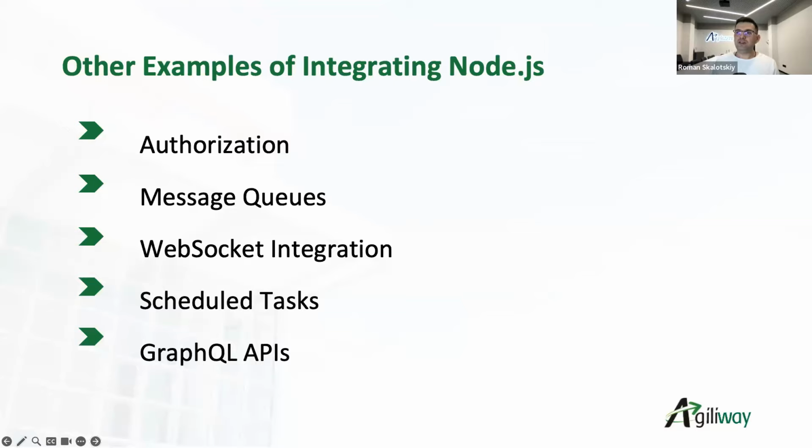Next one is scheduled tasks. Node.js can be used to create scheduled tasks that perform various operations, such as data synchronization between systems or sending automated reports. Therefore, a lot of companies use such an approach. Last one is GraphQL APIs. Node.js can also be used to create GraphQL APIs, which provide more flexibility in data querying and aggregate data from multiple sources.